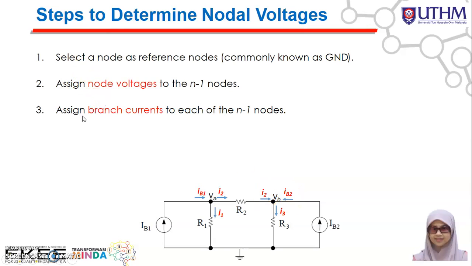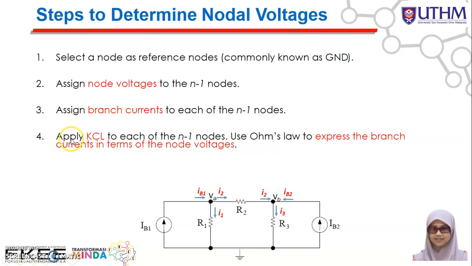Then you need to assign the branch currents to each of the n-1 nodes. So you apply the branch currents at node A and node B. For node A, you have IB1, and then I1 and I2. At node B, you have I2, I3, and IB2. After that, step number 4, you need to apply KCL to each of the n-1 nodes. In this case, apply KCL at node A and at node B.